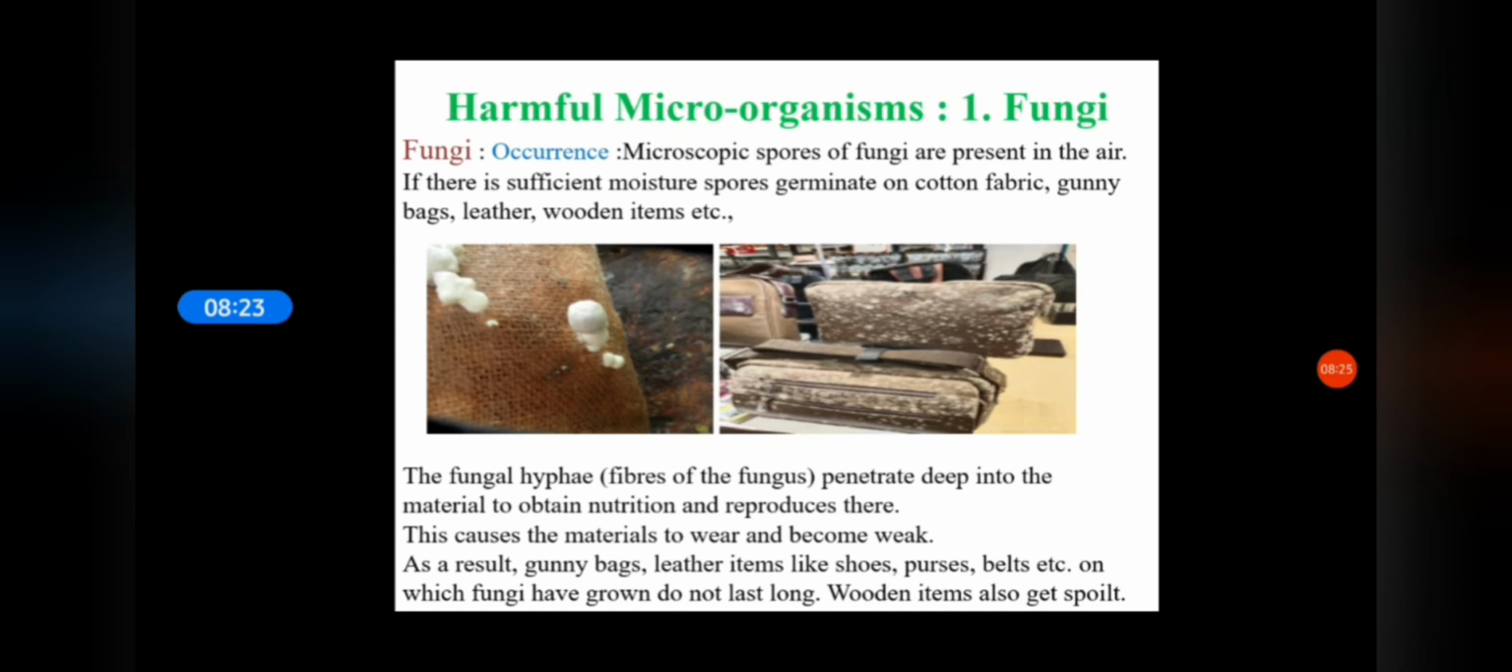The fungal hyphae, that is, fiber or strand, penetrate deep into the material to obtain nutrition and reproduce there. This causes the materials to wear and become weak. As a result, the gunny bags and leather items like shoes, purses, belts, etc., on which the fungi grow do not last long. Wooden items also get spoiled.